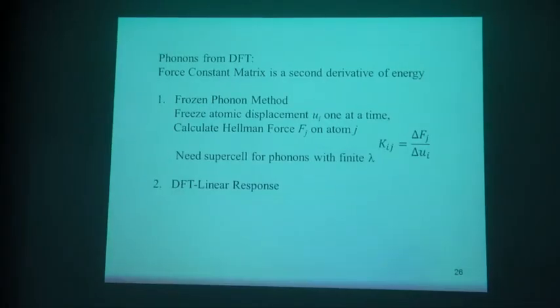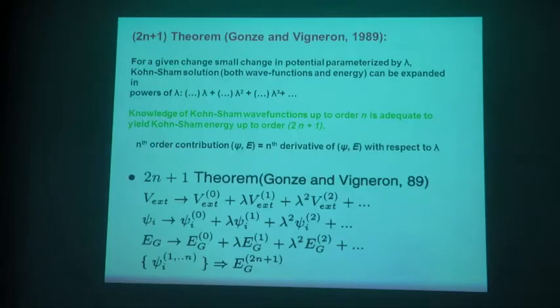Umesh basically covered this yesterday, so that's what we will be learning about. It's a very simple idea again. And there's a very powerful theorem in density functional theory called the 2n plus 1 theorem. This is the theorem applicable to time-independent perturbation theory within density functional theory. What it says is, for a given small change in potential parameterized by lambda, in our example lambda could be just an atomic displacement, a small change in the crystal, the Kohn-Sham solution, both wave functions and energy, can be expanded in powers of lambda. And this theorem says knowledge of Kohn-Sham wave functions up to order n is adequate to yield the Kohn-Sham energy up to order 2n plus 1.